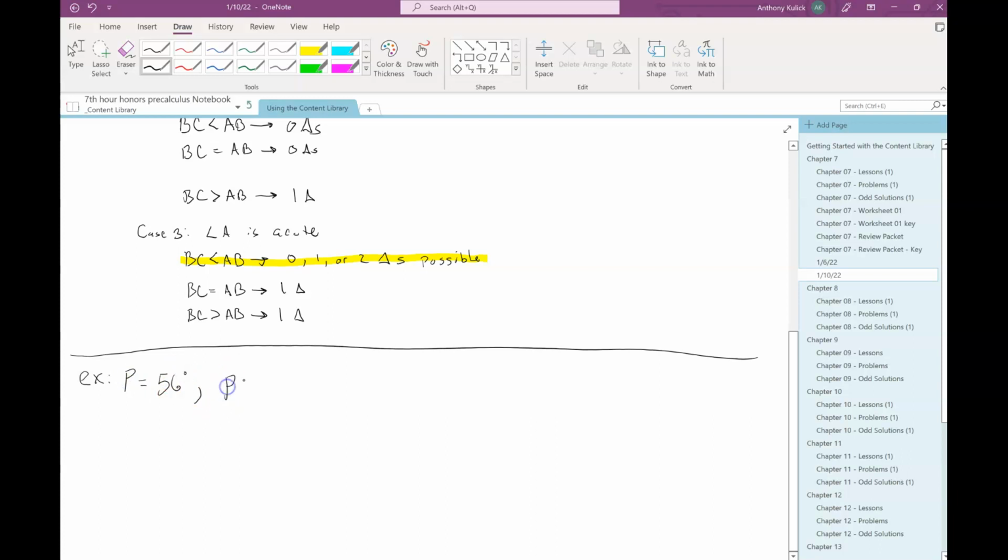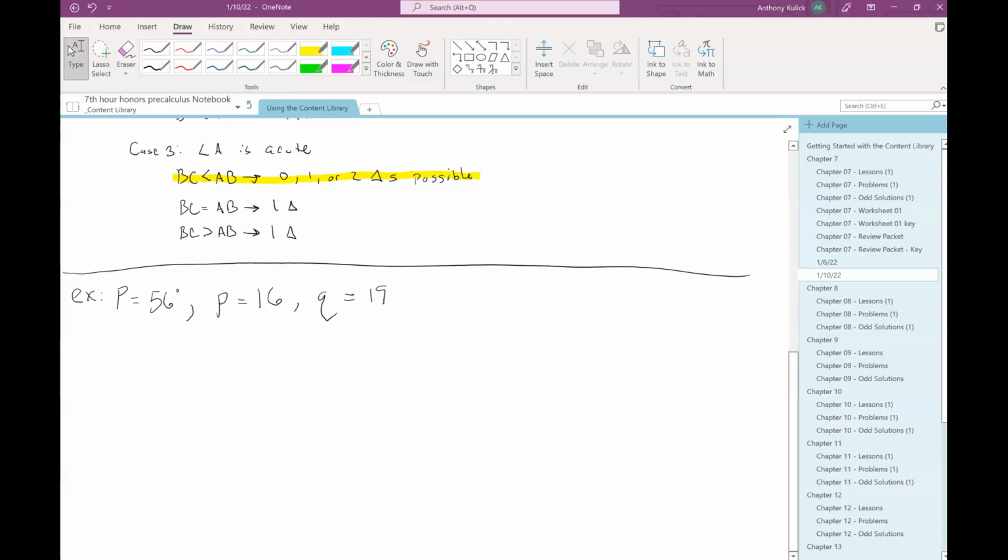So let's say that we have a triangle here with an angle of 56. Angle P equals 56, side P equals 16, and side Q equals 17. When I said 17, I really meant 19. So I'm going to go ahead and draw and label a triangle here.